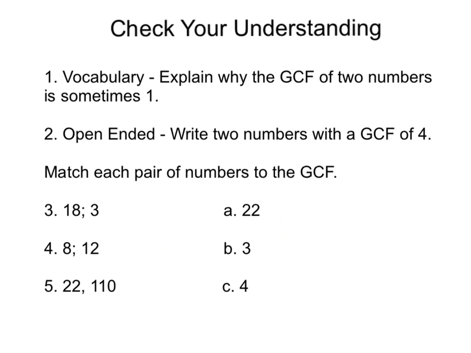Check your understanding. 1. Vocabulary. Explain why the greatest common factor of two numbers is sometimes 1. 2. Open-ended. Write two numbers with a greatest common factor of 4. Match each pair of numbers to the greatest common factor. 3. 18 and 3, 4. 8 and 12, 5. 22 and 110. A, 22. B, 3. C, 4.